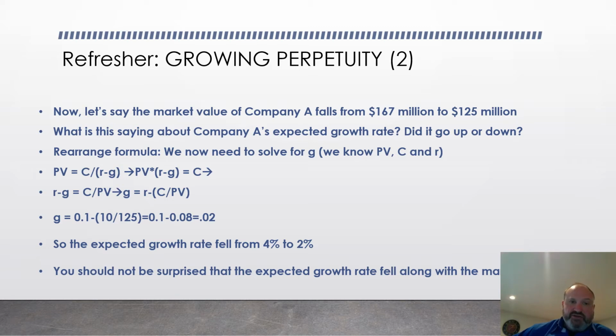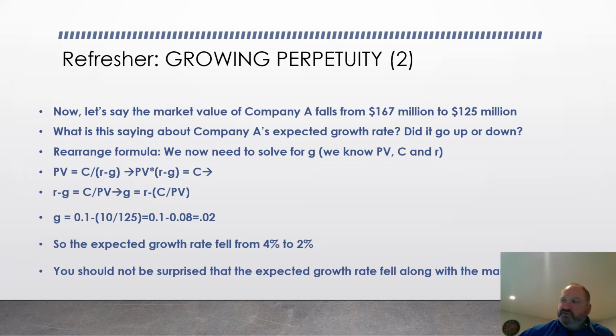So anyway, what we're going to do now is rearrange the formula, because what we want to know is what the new expected growth rate is. And we want to get a sense of what kind of change in growth expectations are required to create that kind of decline in market value. Okay, so we need to solve for G. We start out with our perpetuity formula, PV equals present value of a growing perpetuity, cash flow divided by the discount rate minus the growth rate, C over R minus G, but we're going to rearrange this algebraically to get it to the point where it's in terms of G.